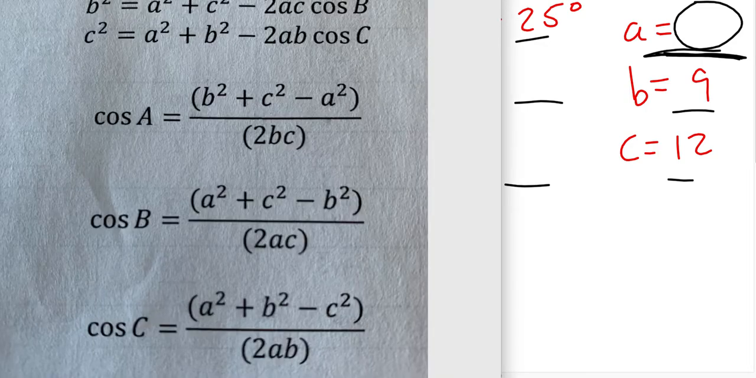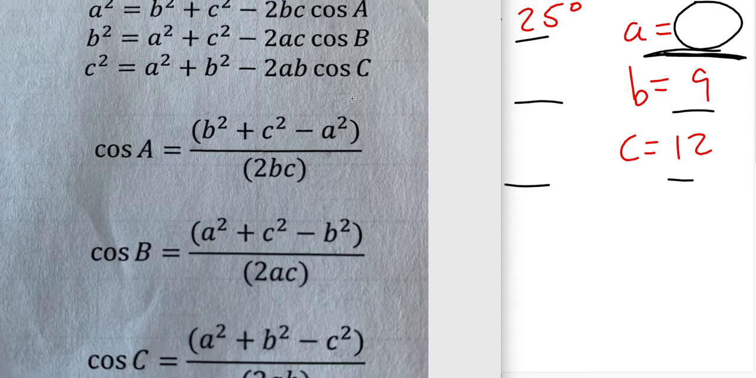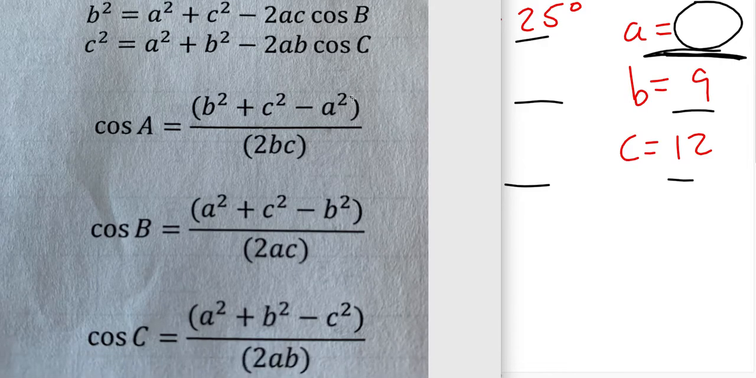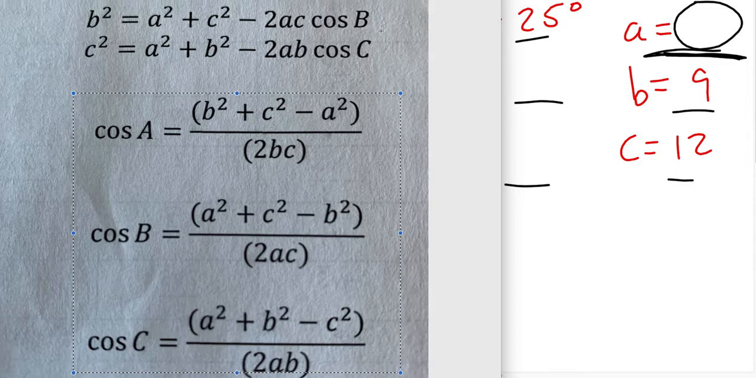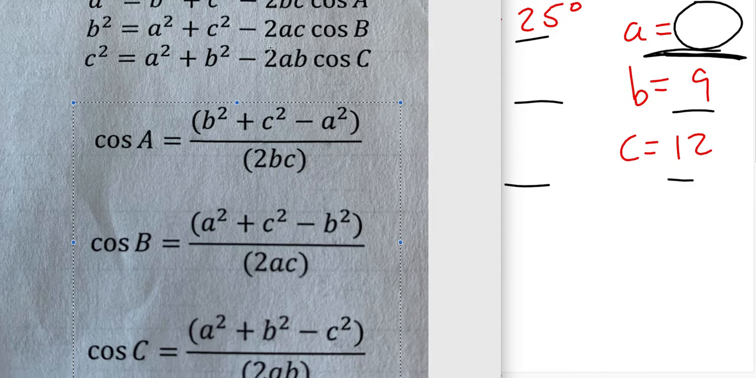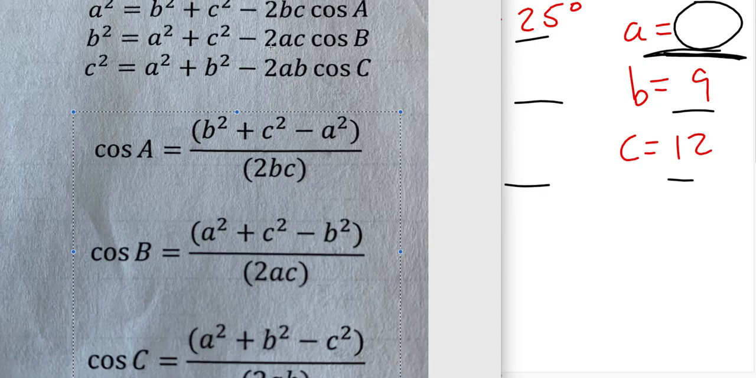All right, so here they are. These three down here, we use if we're solving for an angle first, because I got angle here, angle here, angle here. We use these three up here if we want to solve for a side. And then just pick which formula we're going to use. Since we're looking for side A, we want to use this formula here.